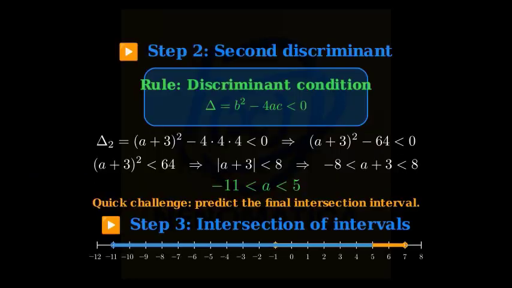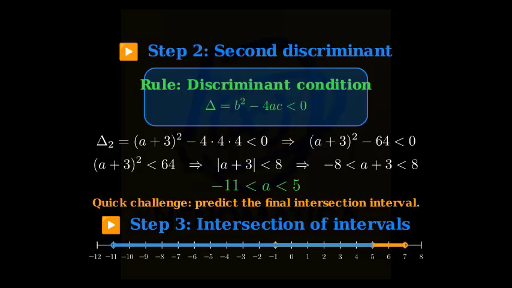Step 2. We repeat the same logic for the second quadratic. We'll reuse the discriminant rule. The discriminant is (a plus 3) squared minus 64 less than 0. This becomes the absolute value of a plus 3 less than 8, or negative 8 less than a plus 3 less than 8. Solving for a yields negative 11 less than a less than 5.